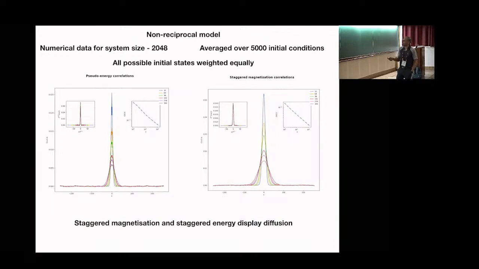You can collapse all of these curves for different system sizes onto a single curve using diffusive collapsing, from which you can actually obtain a diffusion constant both for the staggered magnetization and the pseudo energy. I outlined the self-consistent calculation for the diffusion constant only of the staggered magnetization. One can do a similar calculation for the pseudo energy as well. So the staggered magnetization and the pseudo energy actually display diffusion. There's a nice scaling collapse, and you also get the characteristic scaling exponent of t to the 1/2, which is what is shown in this inset here.